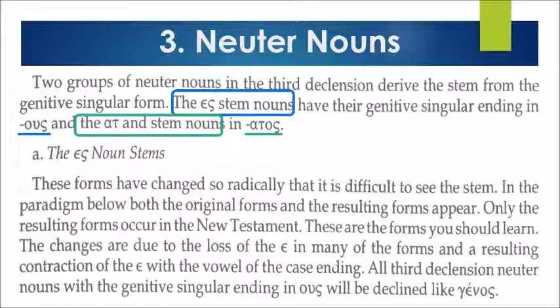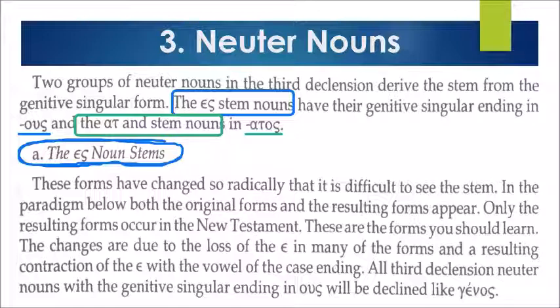So let's take a look first at the epsilon sigma noun stems. These forms have changed so radically that it is difficult to see the stem. In the paradigm below, both the original forms and the resulting forms appear. Only the resulting forms occur in the New Testament. These are the forms that we should learn in our lesson.